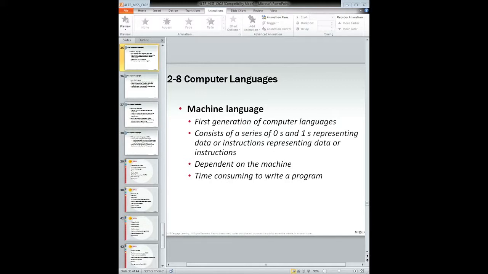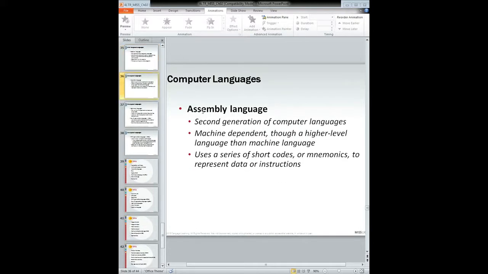The first generation of computer languages, which is called machine language, consists of a series of zeros and ones representing data or instructions. Machine languages depend on the machine, so code written for one type of computer doesn't work on another type of computer. It's very time consuming to write code in machine language, and it's very difficult.